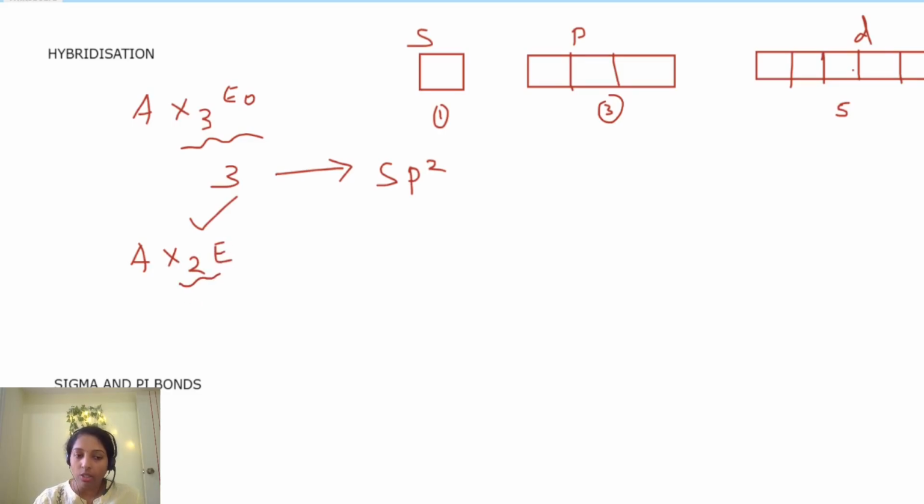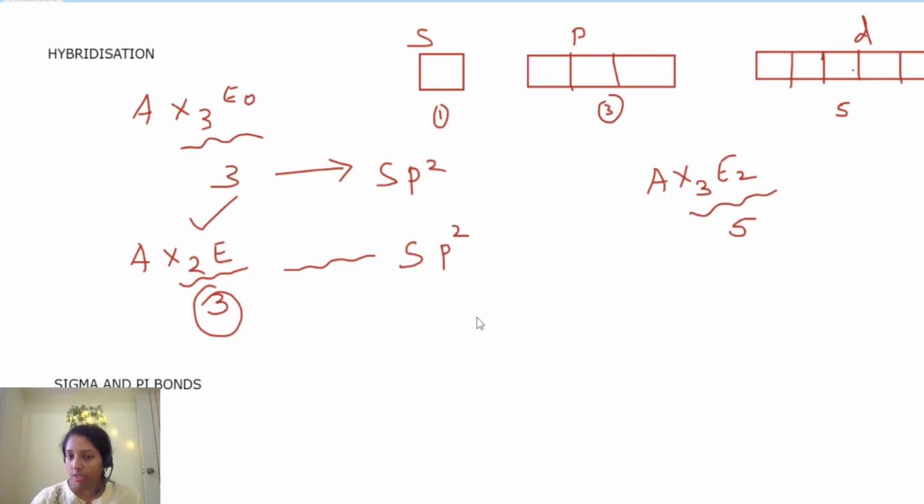Then suppose it is AX2E. AX2E means again the total electron cloud is 3. Even though it is a lone pair, the total electron cloud is 3. So again you need to make 3 hybrid orbitals. One is from s, s can only provide 1, p can provide up to 3. So again sp2 hybridization. Suppose it is AX3E2. AX3E2 means totally 5 electron clouds are there. So you need 5 hybrid orbitals. S can provide only 1 and p can provide 3, and sp3 means only 4 is there. So one more is needed, that is taken from d. So sp3d will be the hybridization. 3 plus 1 plus 1, 5.